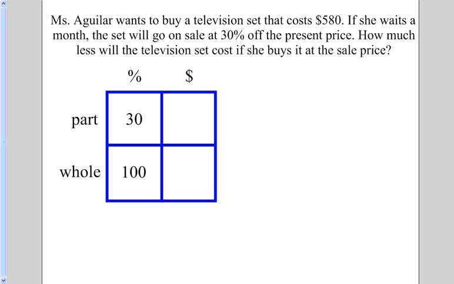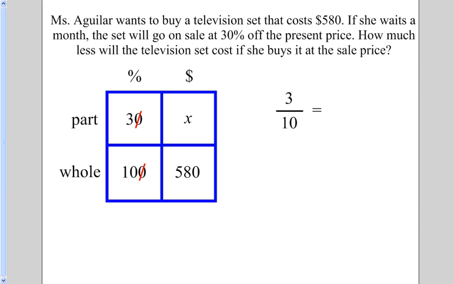And we know what the whole price is right now. The question tells us that it's $580. So we want to find out how much the 30% off of 580 is going to be. That's our unknown. To make things a little easier, we have 30 over 100. We can simplify that by dividing both the 30 and the 100 by 10. And that becomes 3/10.